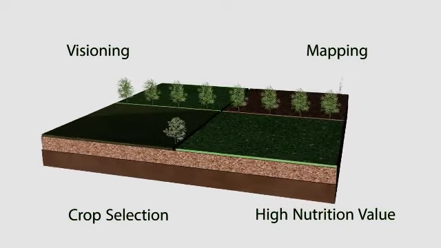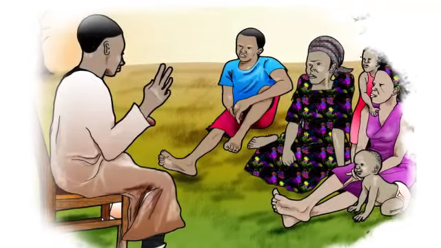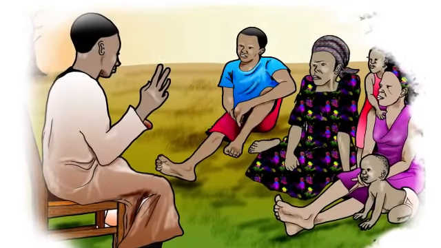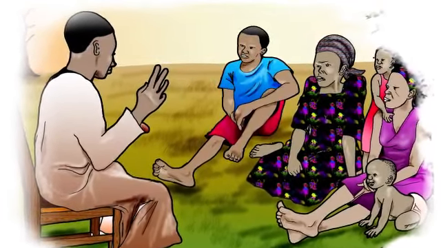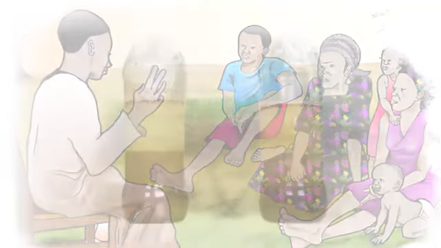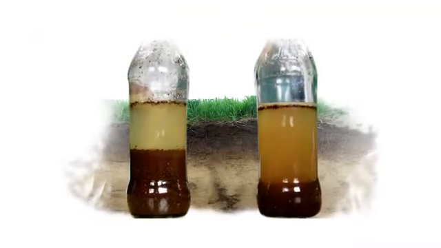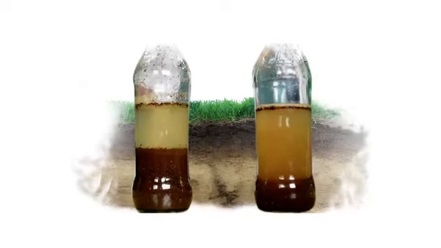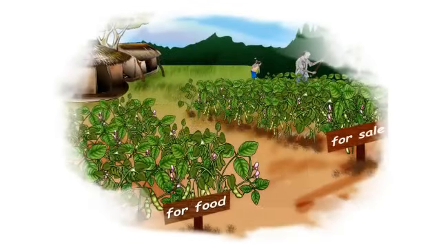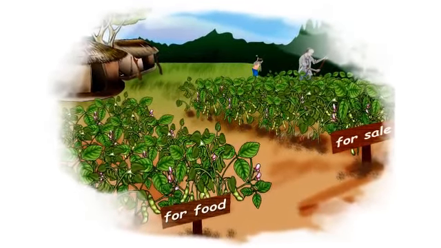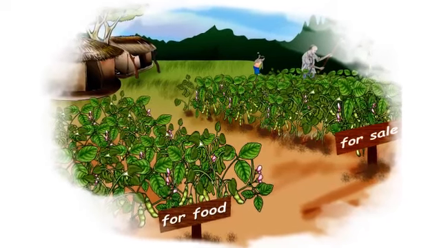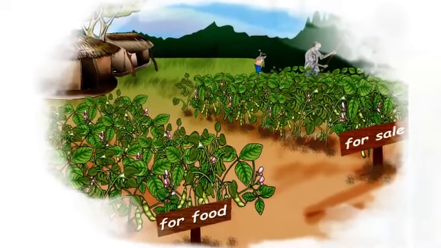How to get started. With your family, discuss and map out the size of your farmland. At this stage, you need to carry out soil profiling of your farm. You need to know the soil nutrients. What are the most suitable crops to be grown on your farm? The crops should be selected for both selling and consumption.